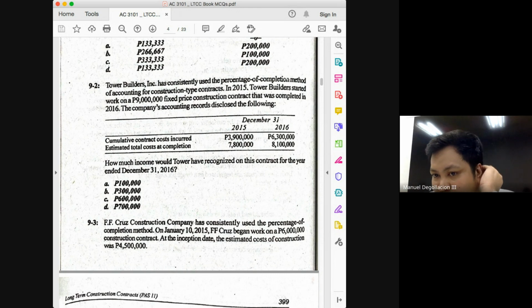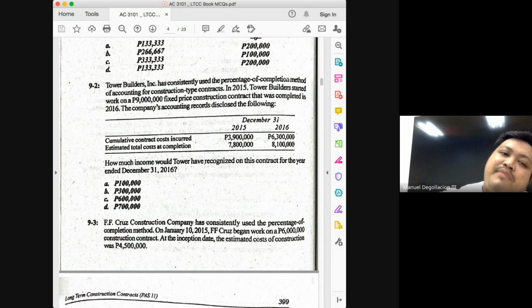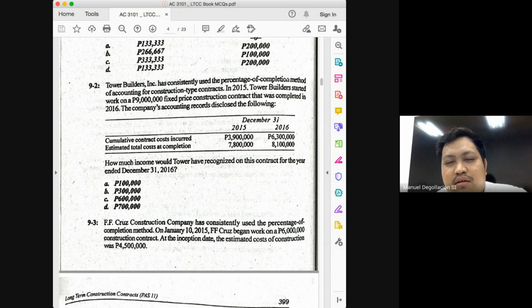What's the other thing we need to solve for our GP, class? Percentage of completion. And what are the two things you need to solve for your percentage of completion? Cost incurred to date divided by your cost at completion. Do we have the cost incurred to date as of 2016? Yes, which is 6,300,000. And then divided by the cost at completion of 8,100,000. Is this 70%?